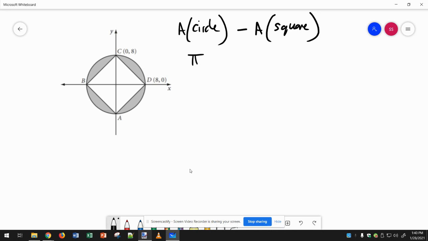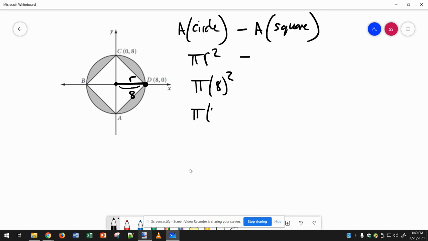So area of a circle is pi r squared. Area of a square is just x times x, or length times length, however you want to think of it. So I think it's actually easiest to get the circle first, because if this is the center, we need the radius. So we just go out to here, and we're told this x coordinate is 8, which means this distance, this x is left and right. So that's 8. So we plug in pi times 8 squared.